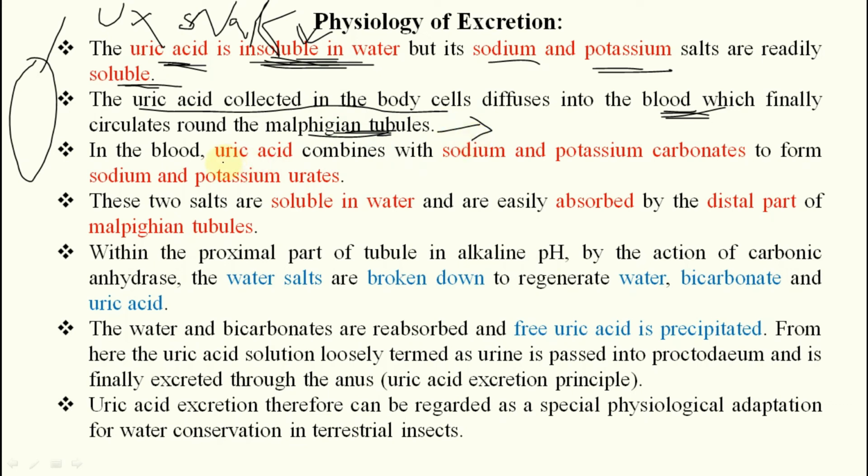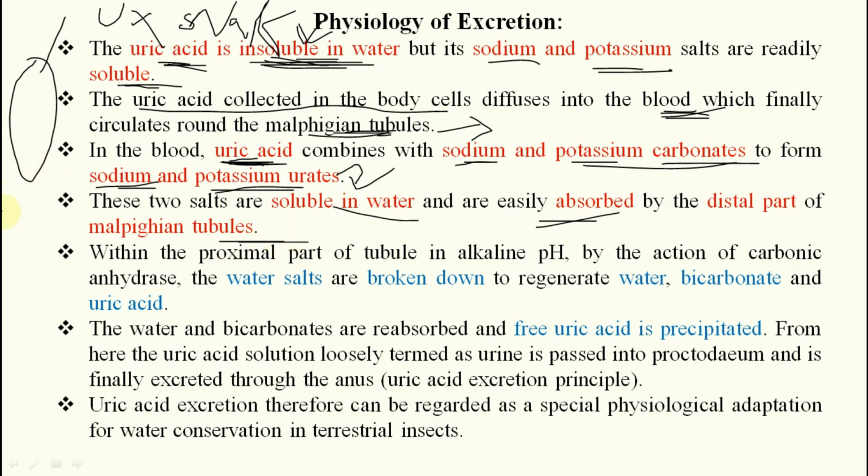So what will they do? Uric acid will combine with sodium and potassium carbonates. Now the insoluble uric acid will combine with soluble sodium and potassium carbonates. Understood up to this? Now what will happen? It will become sodium and potassium urates. Uric acid combines with sodium and potassium carbonate to give rise to sodium and potassium urates. These two are soluble in water, and they will be absorbed by the distal part of the Malpighian tubule.